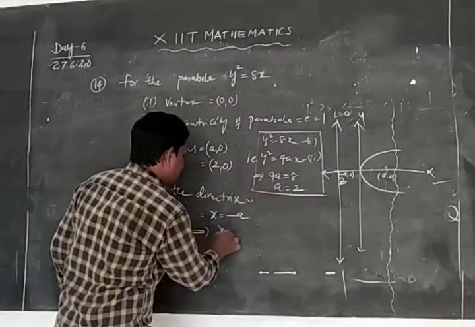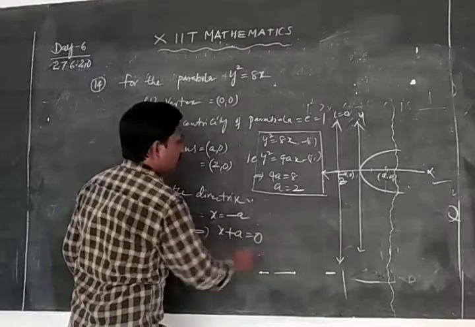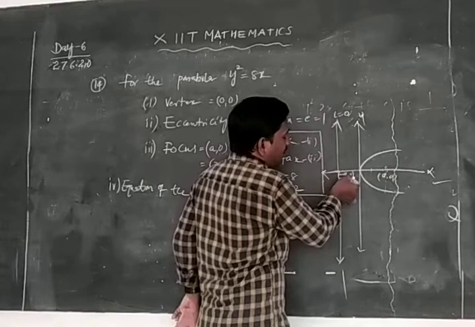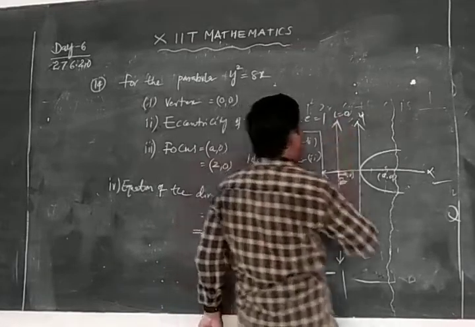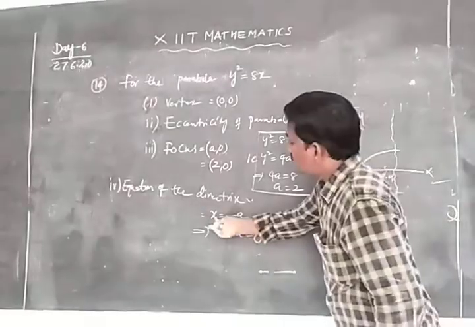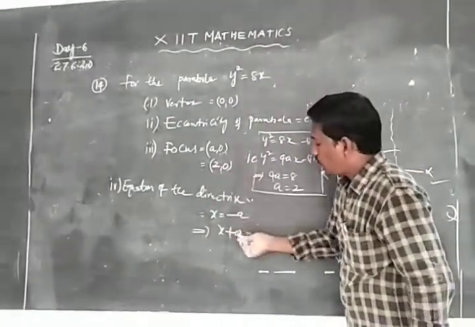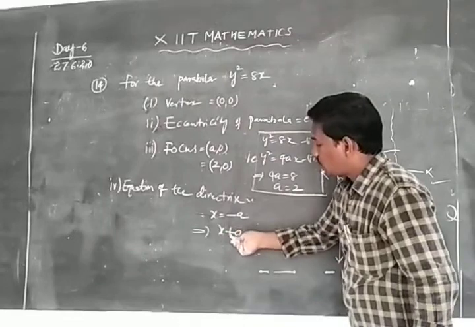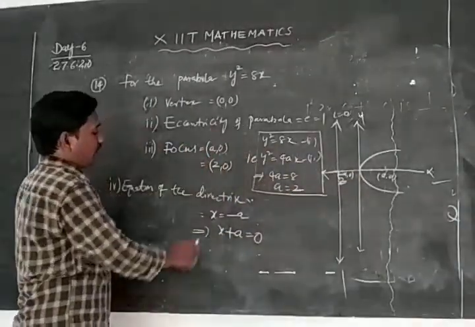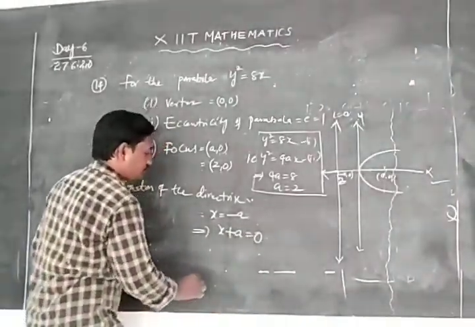That means x plus a equal to 0. Here the directrix, so (minus a, 0) is the point on the directrix. So what is the x value here? Minus a. That's why x equal to minus a, by the transformation x plus a equal to 0. This is the equation of the directrix of the given parabola, x plus a equal to 0.